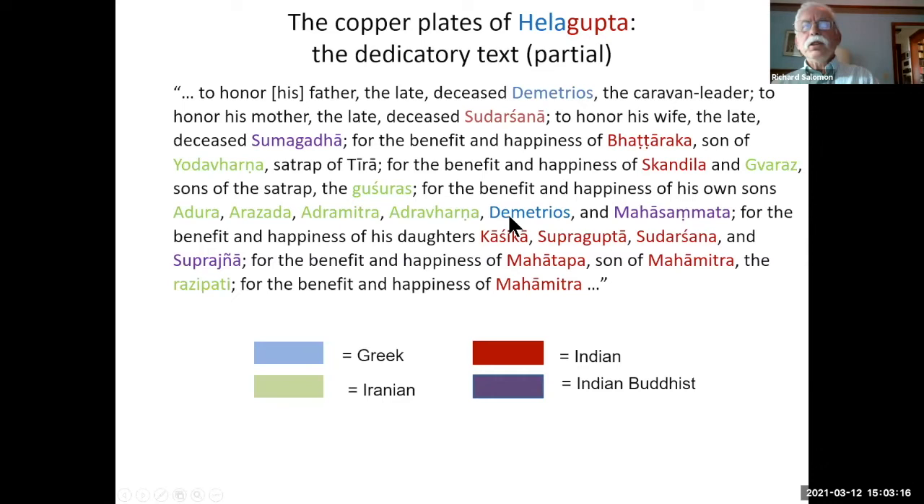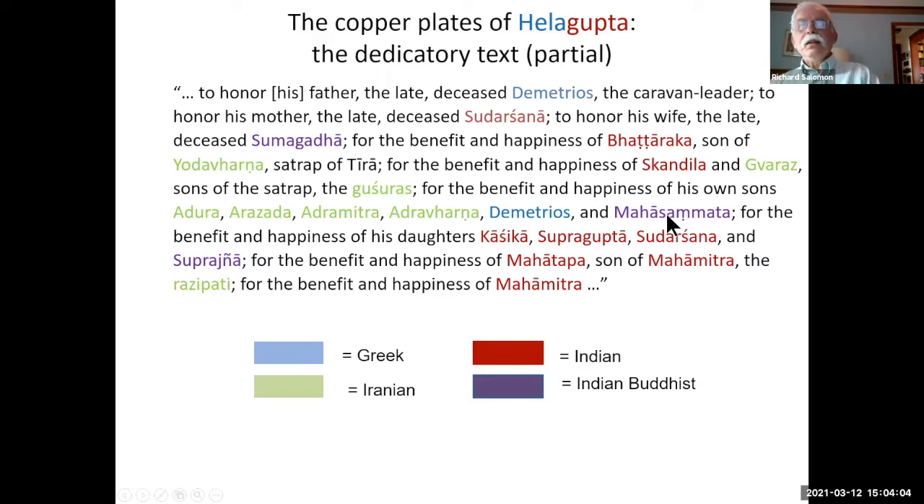I can only guess. I have the idea that in his culture, as in many cultures, there may have been a taboo against naming a child for a living relative. So maybe after Adrafarna was born, his father Demetrius died, so he named his next son Demetrius after his late grandfather, just a guess. And then his last son gets a very Buddhist sounding name, Mahasammata. Some of you might recognize that in Buddhist legend he was the original king, the first king who ever ruled in human society. So Halagupta might have had big plans for his youngest son.